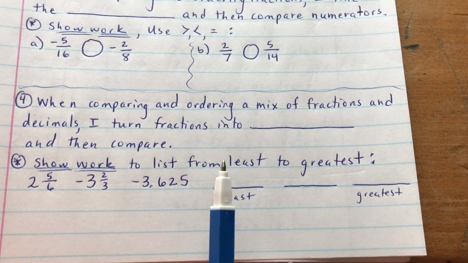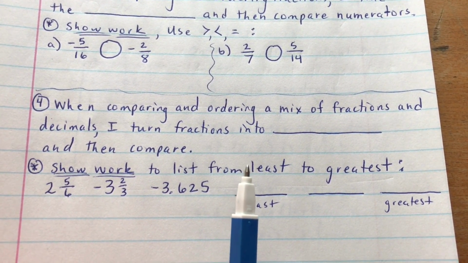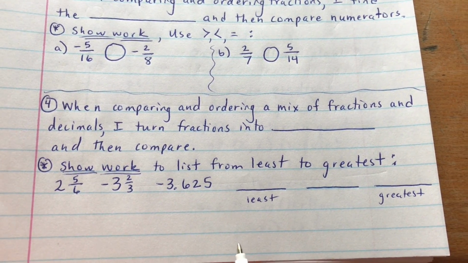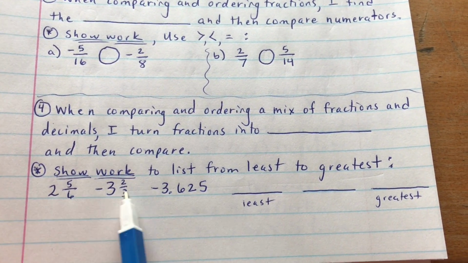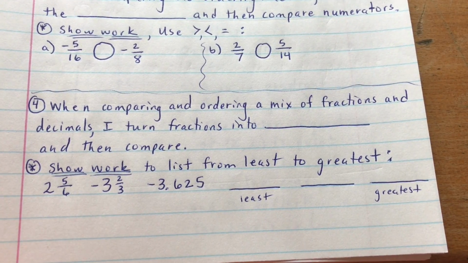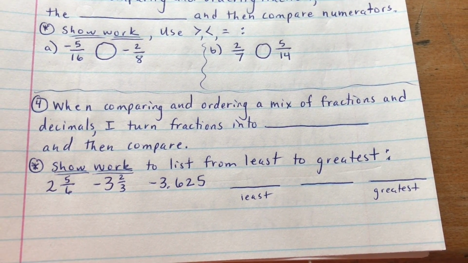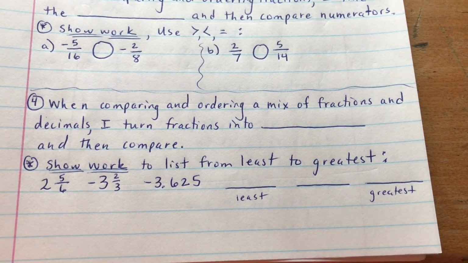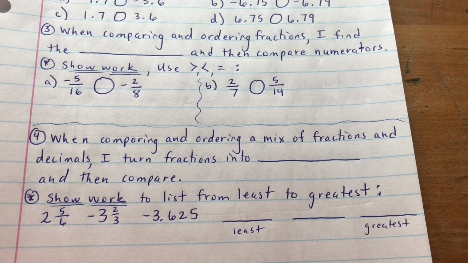Number 4, when comparing and ordering a mix of fractions and decimals, I turn fractions into blank and then I compare. So what do you have when you have a mix? What do you need to turn them all into before you compare? Write that here and then show your work, order from least to greatest. And lesson 5 is done.